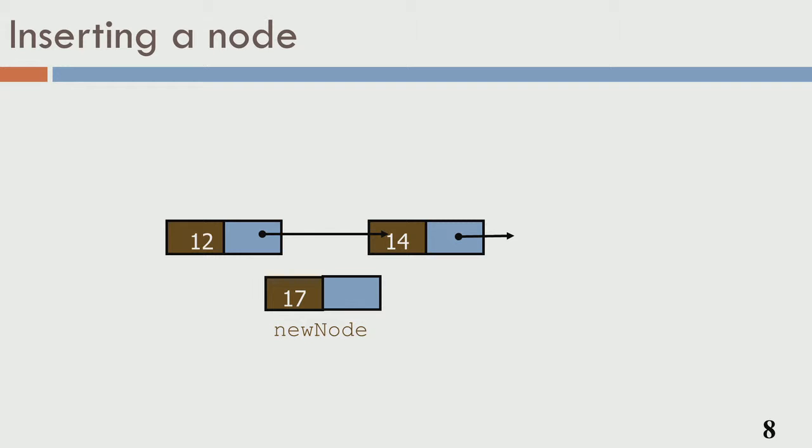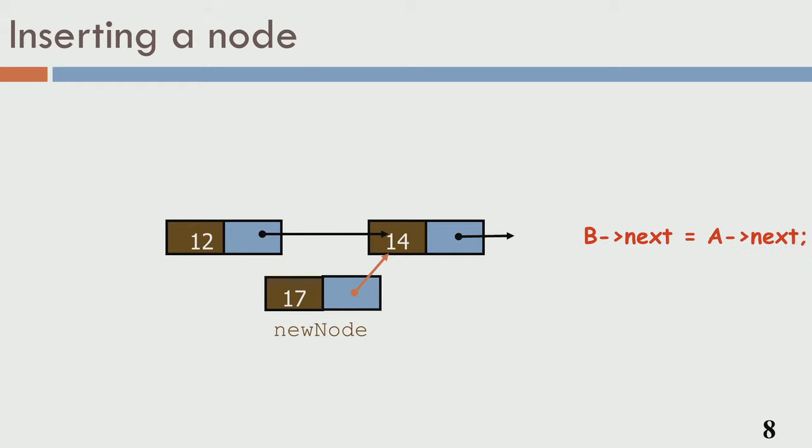Let us say I already have a list where I have a node containing 12 and a node containing 14. I have 2 nodes, and maybe there is a list that is following that. I want to insert this node containing 17 between 12 and 14. You have to do a series of pointer manipulations.